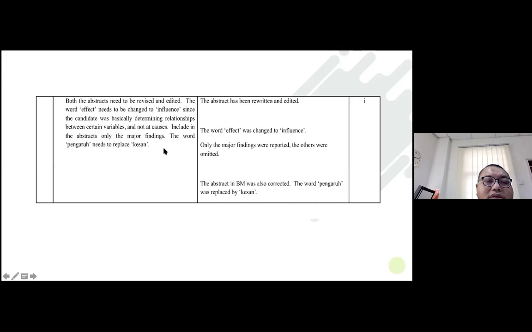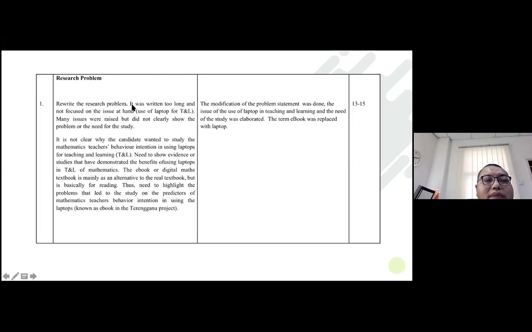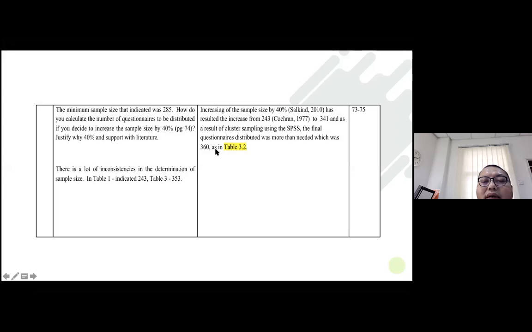Whenever you receive comments given in the report, you need to answer them first, saying what you have done, and not copy and paste from your thesis. For example, research problem: rewrite the problem, it's not clear. Based on this comment, what are the things that you have done? Explain this, and then you can ask the examiner to refer to a certain page. See how the student replied like this.